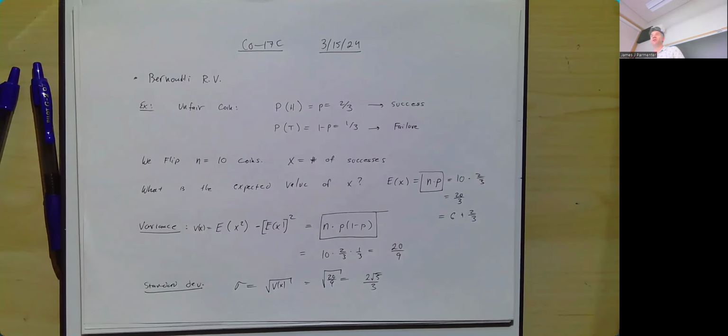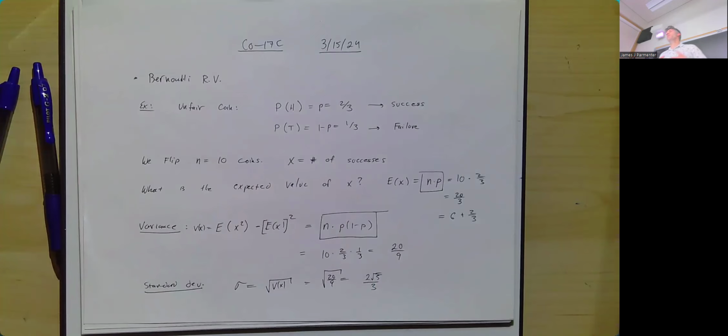And how to read the question so you know what's what. Right here, my N is 10 because I'm doing 10 trials or 10 coin flips. My P is 2/3 because we said that was the probability of success. My Q, or my 1 minus P, is 1/3 because 1 minus 2/3 is 1/3. Questions about this?